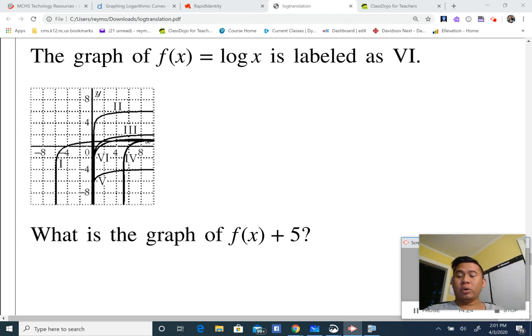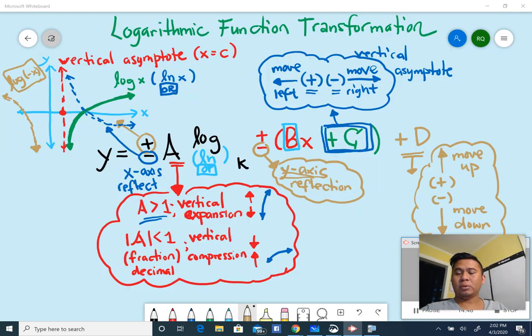You can try on your own this particular problem about logarithmic function transformation. The graph of f of x, log of x, is labeled VI. What is the graph of the function with 5 added outside the parenthesis? Take time to work on this one. And once again, let me know if you have questions regarding the transformations of logarithmic functions.